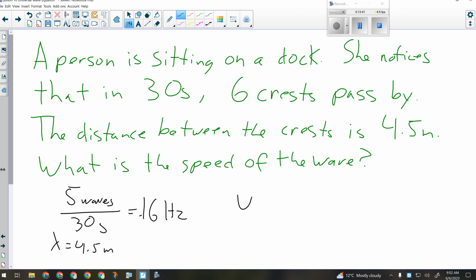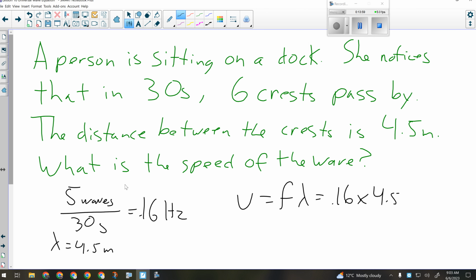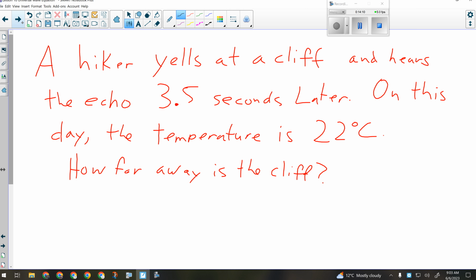What's the speed of the waves? V equals F times lambda. Okay, so 0.16 times the wavelength, 4.5. Okay, we punch that into our calculator. Those waves are moving at 0.75 meters per second. Okay, everybody all right with that? Okay. Let's see the next one here.